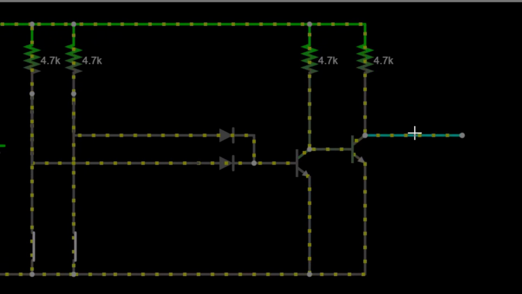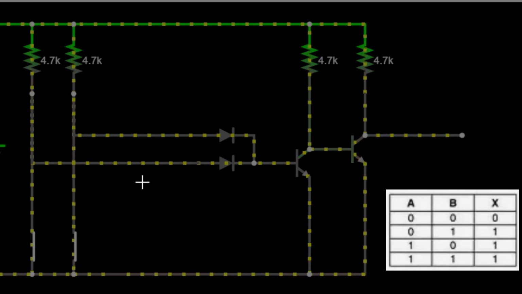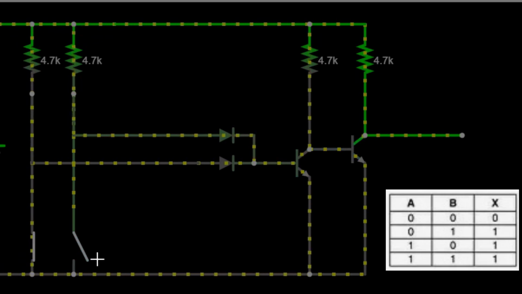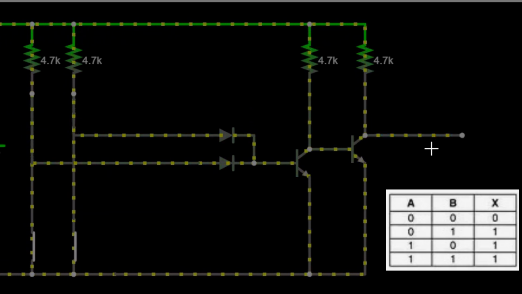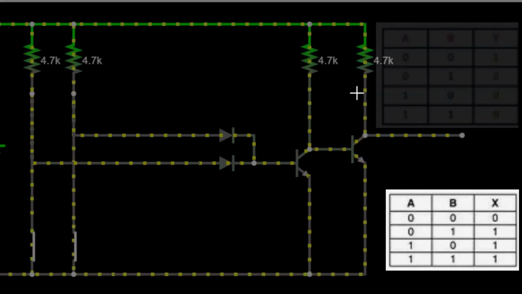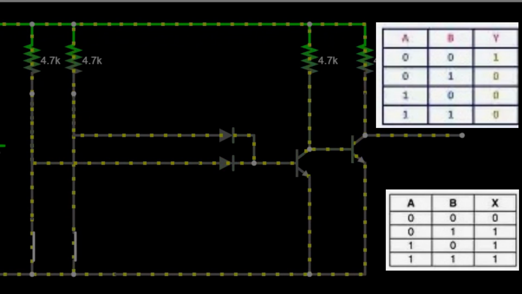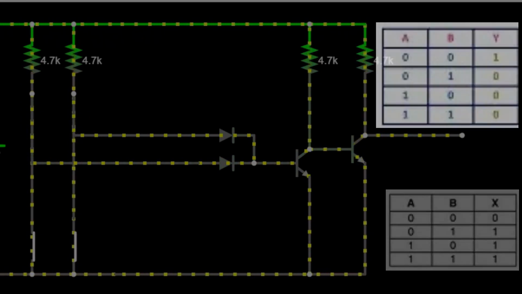Now the output is low, both inputs are low. Turn an input high, the output goes high. Turn the other input high, the output goes high. Of course, if they're both high, the output's still high. So that's our OR gate. And of course also we had the NOR gate. So the next one to look at will be the AND gate.